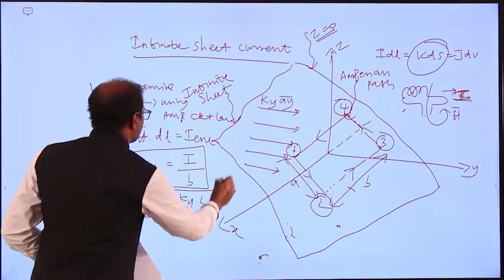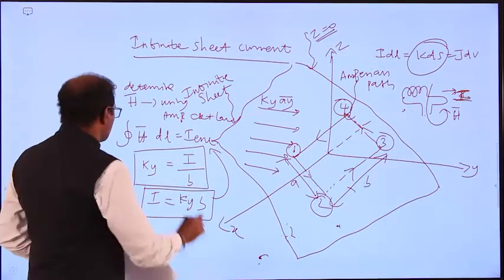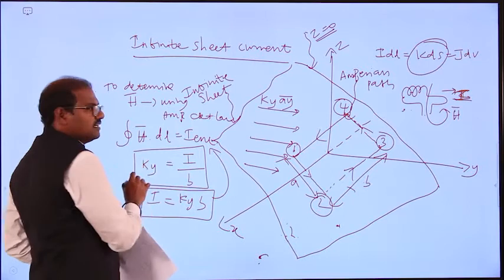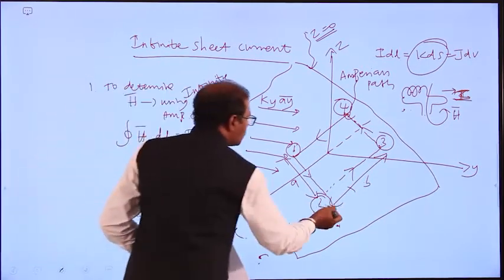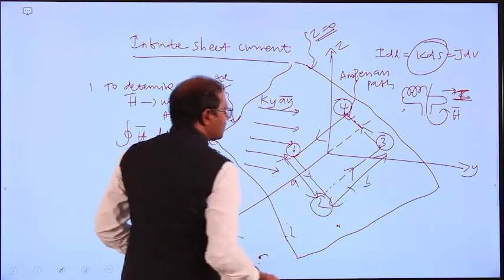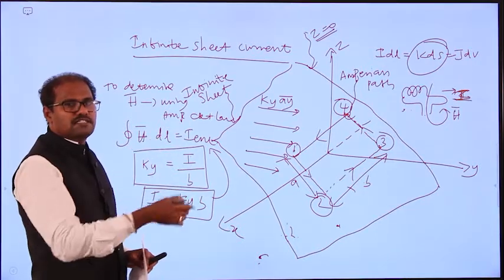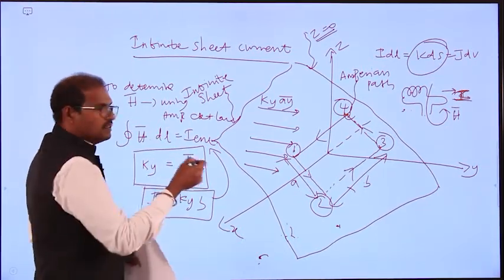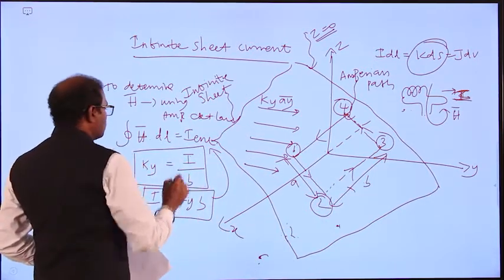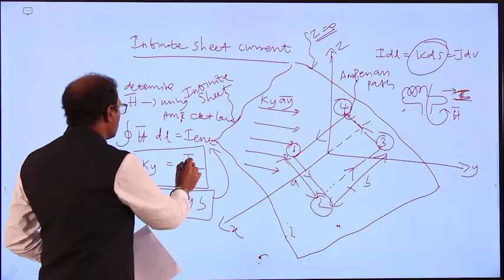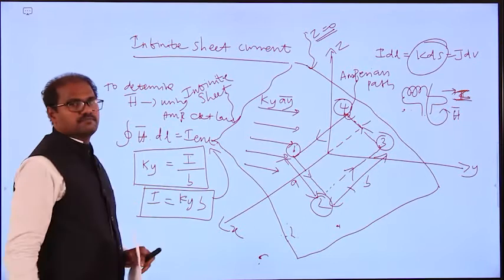This you have to substitute here. So what is Ky? Ky is the amount of current density in y direction. The current will be perpendicular to the B, because the length of the current, the magnetic field intensity, the length will be B. So I divided by B. So we can write I is equal to KyB.